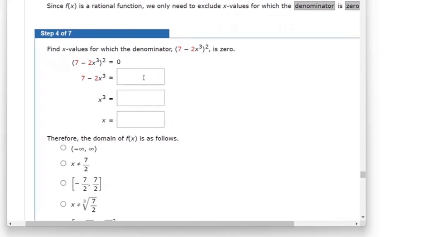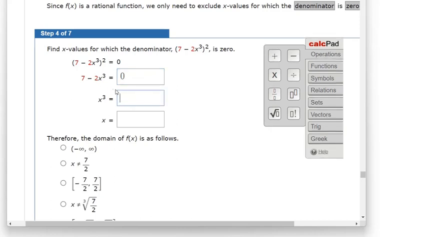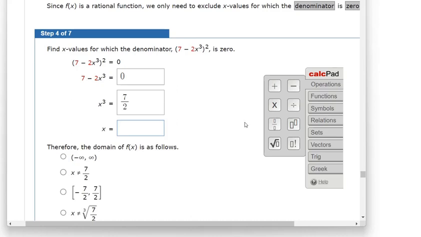Okay, so we set it equal to 0. What happened here? They square rooted both sides, I guess, and then they subtracted 7 from both sides, and then divided both sides by 2. So that's like what I was just doing. So they divided both sides by -2, I should say. So that gave us 7/2. And then x is the cubed root.